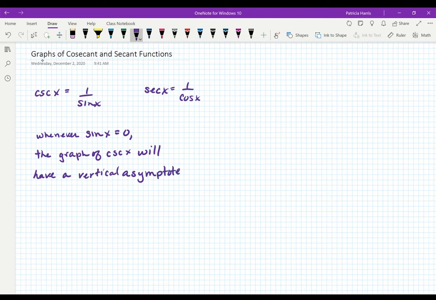Okay, the same thing is true with secant. So whenever cosine of x is 0, the graph of secant will have a vertical asymptote.